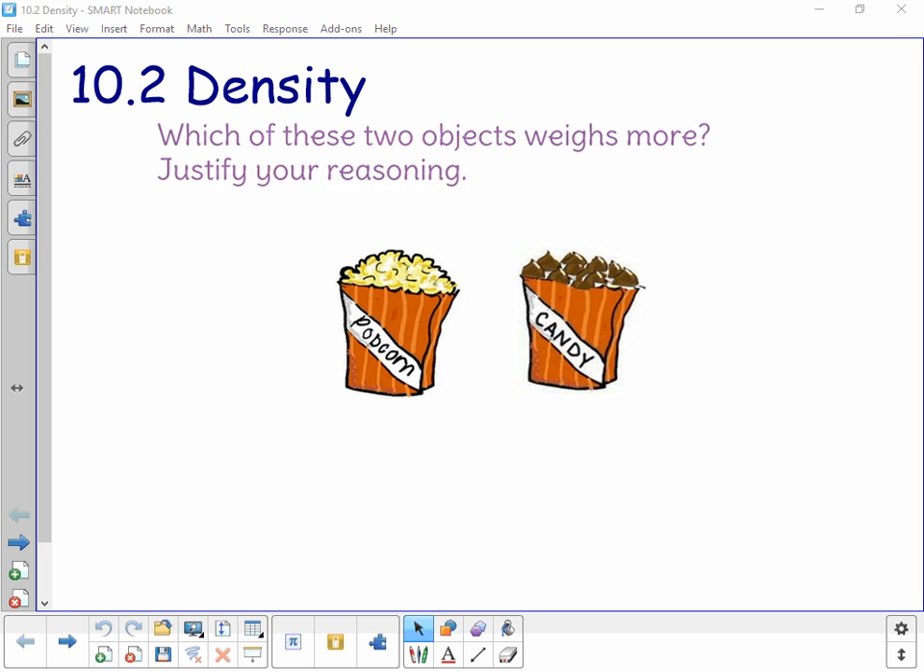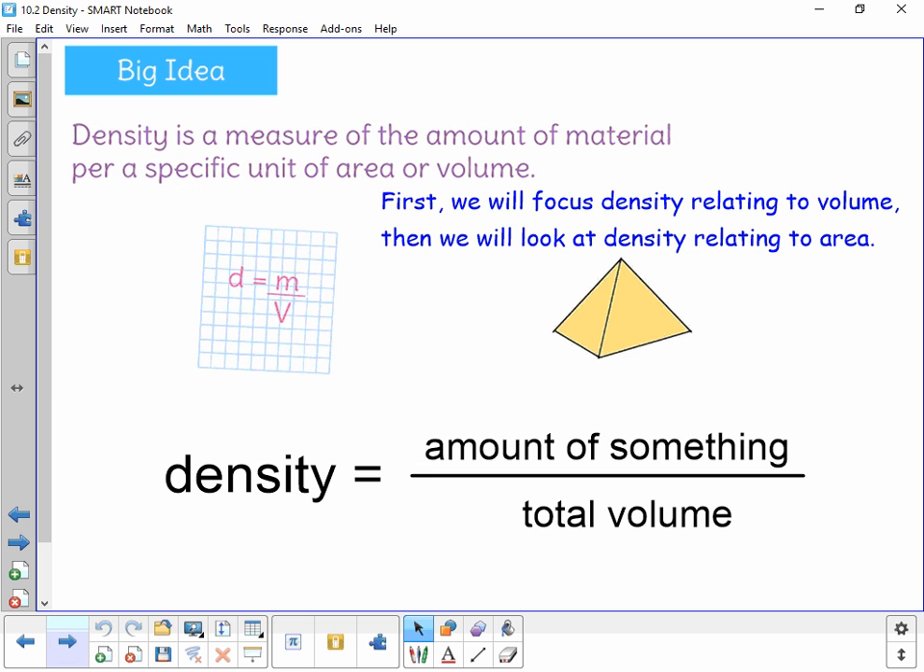You have some instincts with density, and you've probably talked about density a little bit in the past in a science class or even in a math class. But that's our topic for today, density. You have had experience in the past that would let you know that candy is going to be heavier. It's the same size, but it's heavier, and what that means is that candy is more dense. Popcorn has a very low density, and candy has a very high density.